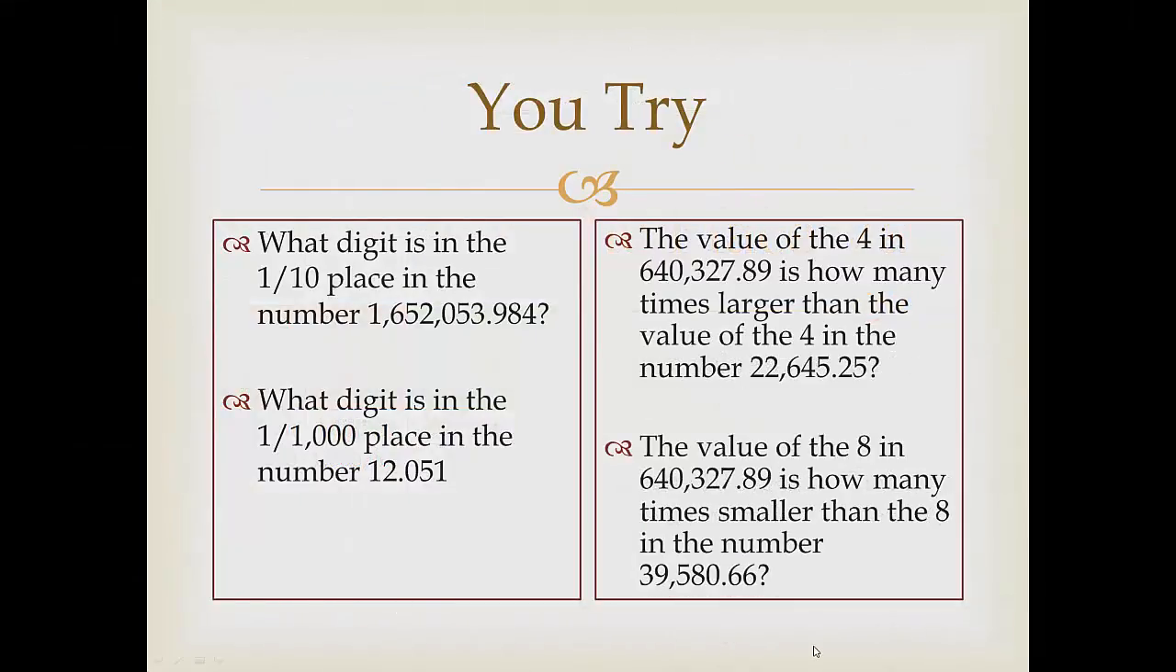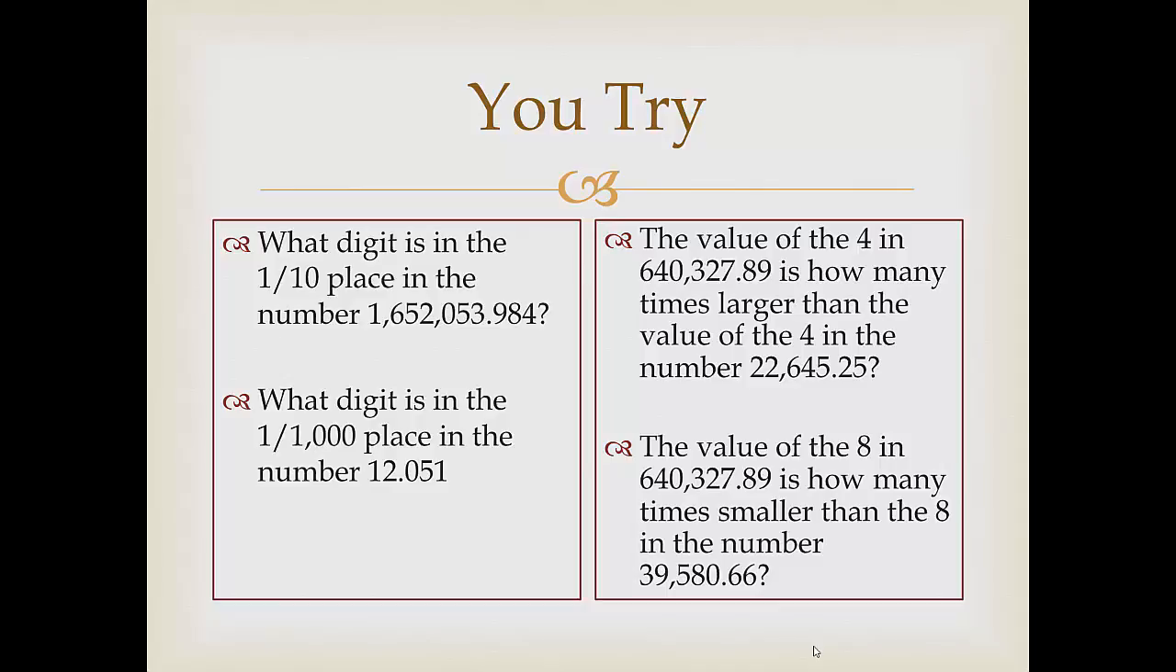Now I want you to try a few problems on your own and see if you can come up with the right answer. The first 2 problems ask you what place value a digit is in. The first one says, what digit is in the 1/10ths place value in the number 1,652,053 and 984 thousandths? So again, what number is in the tenths place value? And the second one is, what digit is in the 1/1000th place in the number 12 and 51 thousandths? So again, you're looking for the digit in the 1/1000th place.